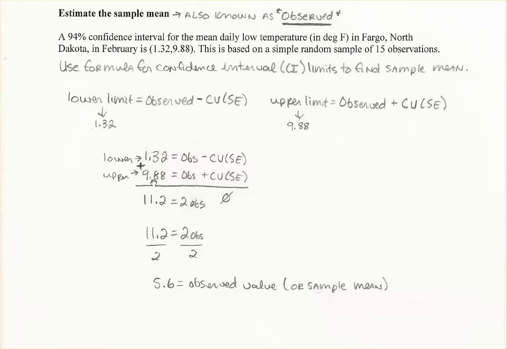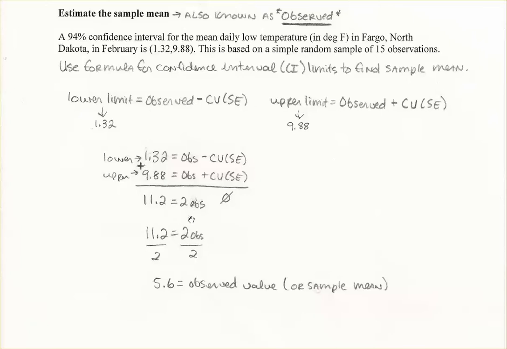Then we're going to do a little algebra. I hope none of you freak out. We're going to add these two equations together because they've got the same unknowns. We've got 2 observed and the standard errors, but they're a negative and a positive of the same thing, so they cancel each other out. We've got 2 observed equal to 1.32 plus 9.88. So we get 11.2 is equal to 2 observed.